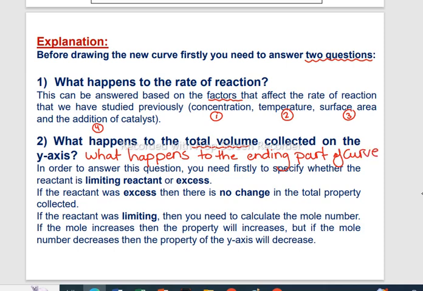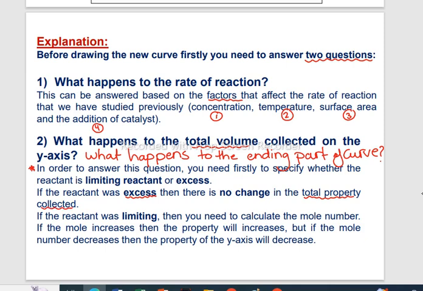For this question, we need to be familiar with 2 things. Number 1, in order to answer this question, you need firstly to specify whether the reactant is a limiting reactant or excess. If the reactant was in excess, there will be no change in the total property collected. So if according to the question, the concentration of an excess reagent or the surface area of an excess reagent has been changed, this indicates that the total property will not be changed at all. So it will be the same ending for the curve.